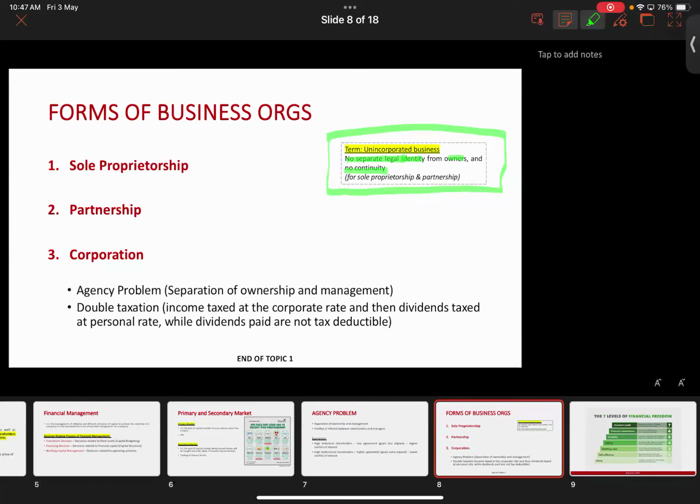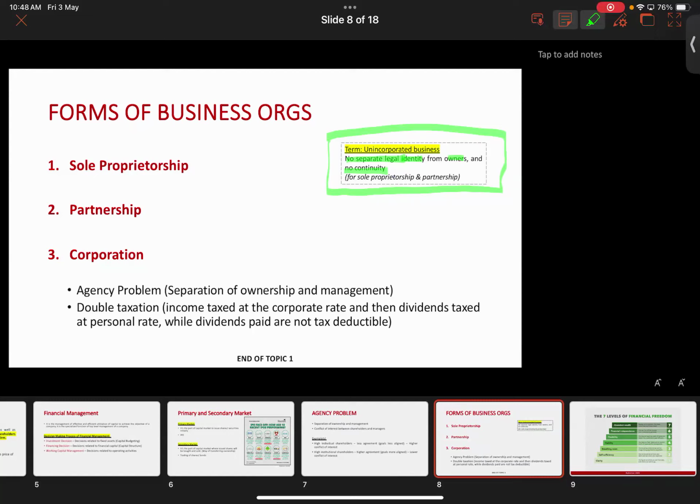So therefore, when you look into corporation, the good thing is it is an incorporated business. It's a business with limited liability. There is a separate legal identity between the business and the owners, okay? But the drawback could be agency problem, because the people who run the business and the people who own the business are different people, okay? And there could be double taxation as well.